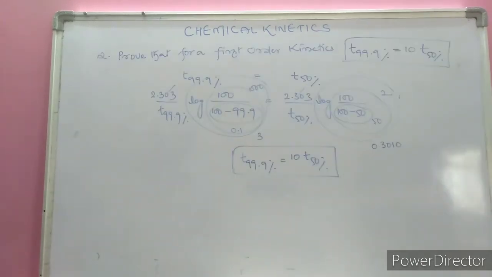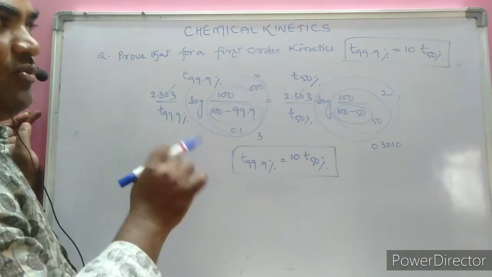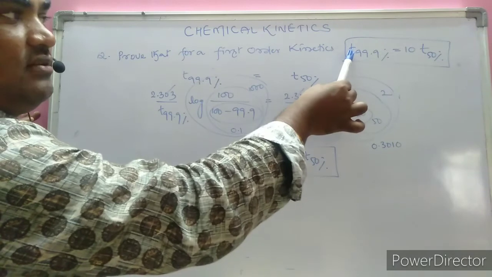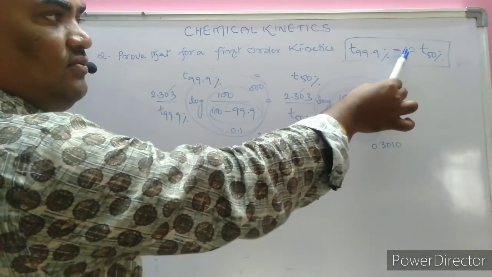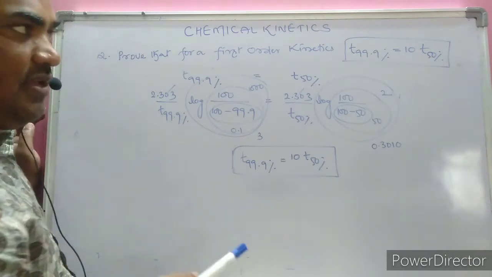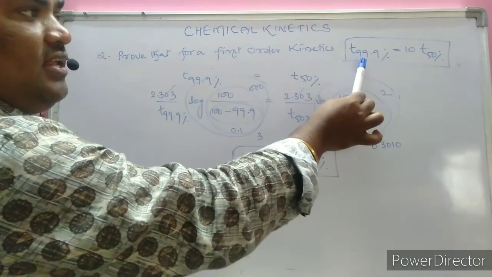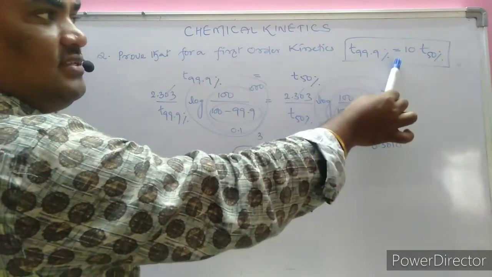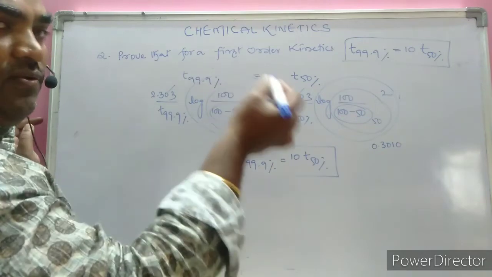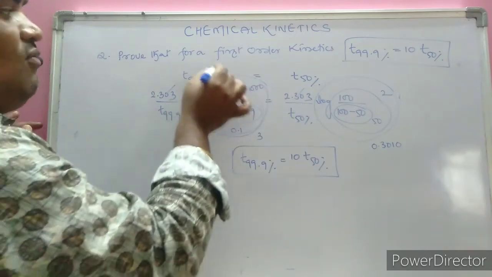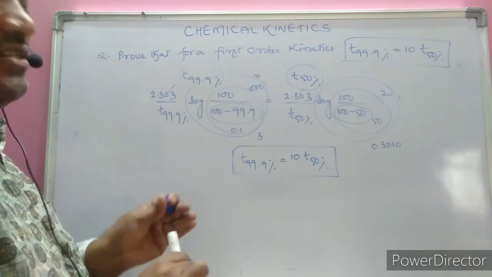On the basis of first order kinetics, these kinds of questions are very important in objective exams. What is asked? We need to prove t 99.9% is equal to 10 into t 50%. What it means is, for first order kinetics, to complete 99.9% takes 10 times the t 50%. It's the simplest way, no need for any formula. One side is t 99.9%, another side is t 50%.